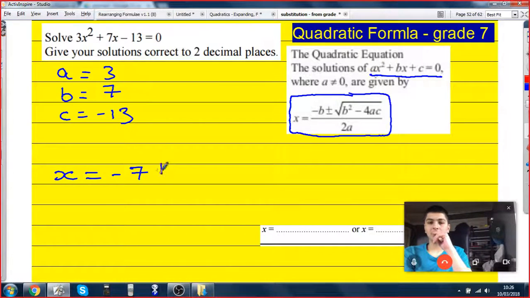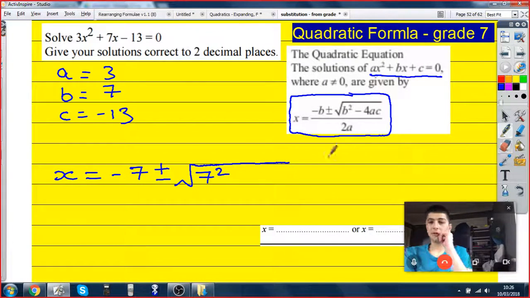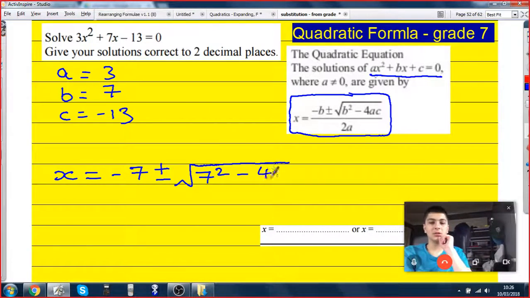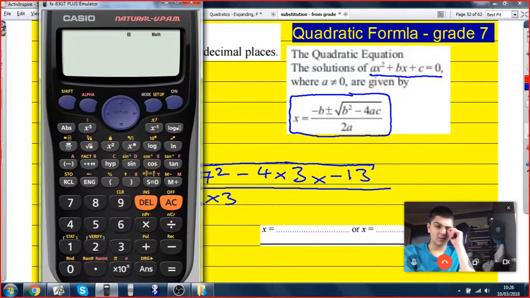And then plus minus square root of 7 squared, minus 4 times 3 times minus 13, and then divide that by 2 times 3. That's it. You literally just put that into a calculator. Do you have a calculator on you?